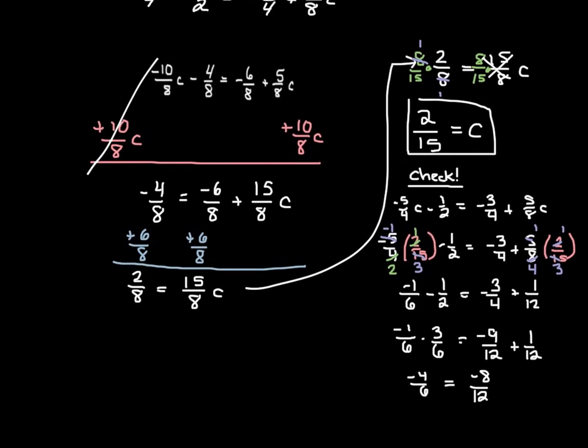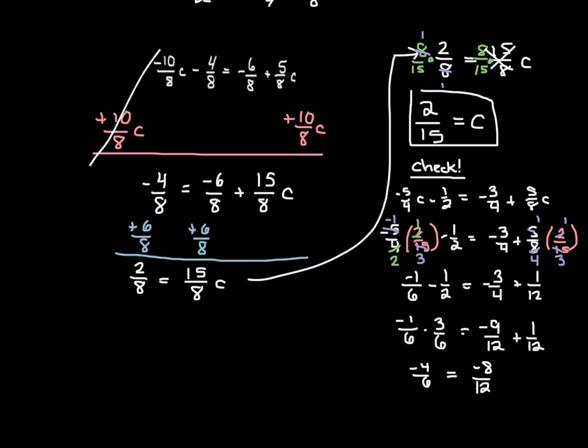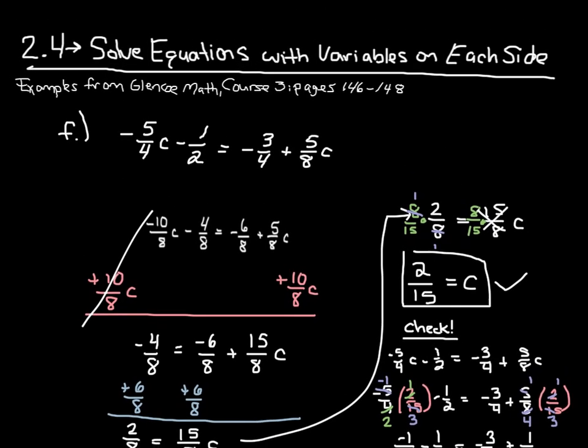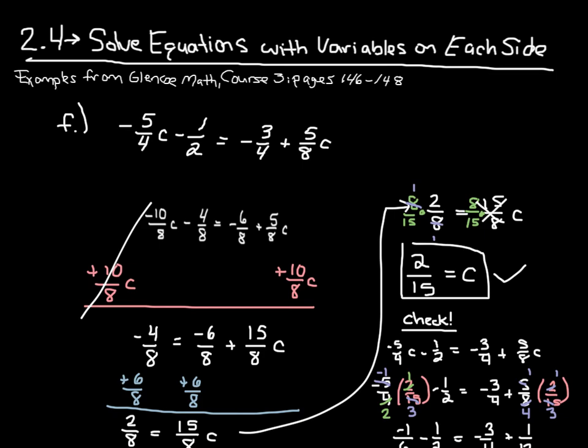We slide up one more time, simplify both those fractions, and see if we get the same thing. Negative 4/6 simplifies to negative 2/3. Negative 8/12 divided by 4 on top and bottom also simplifies into negative 2/3. Good fraction practice here. 2/15 equals C is our solution. So whether you are using integers or fractions, we can still solve equations with variables on each side and check them too. And that's it for this lesson. Good luck.